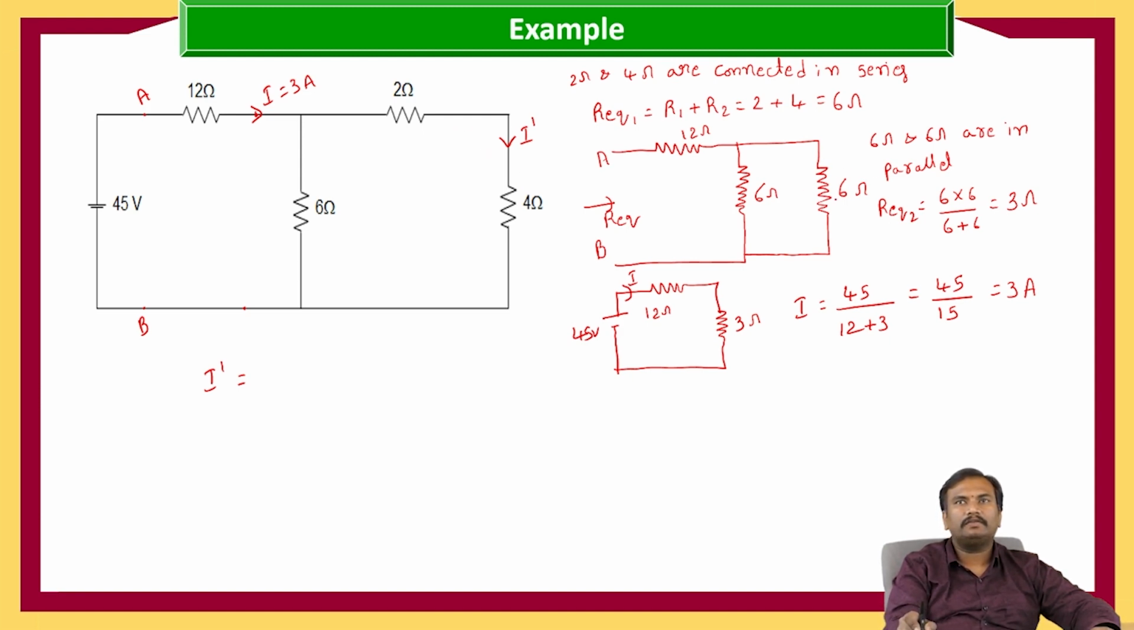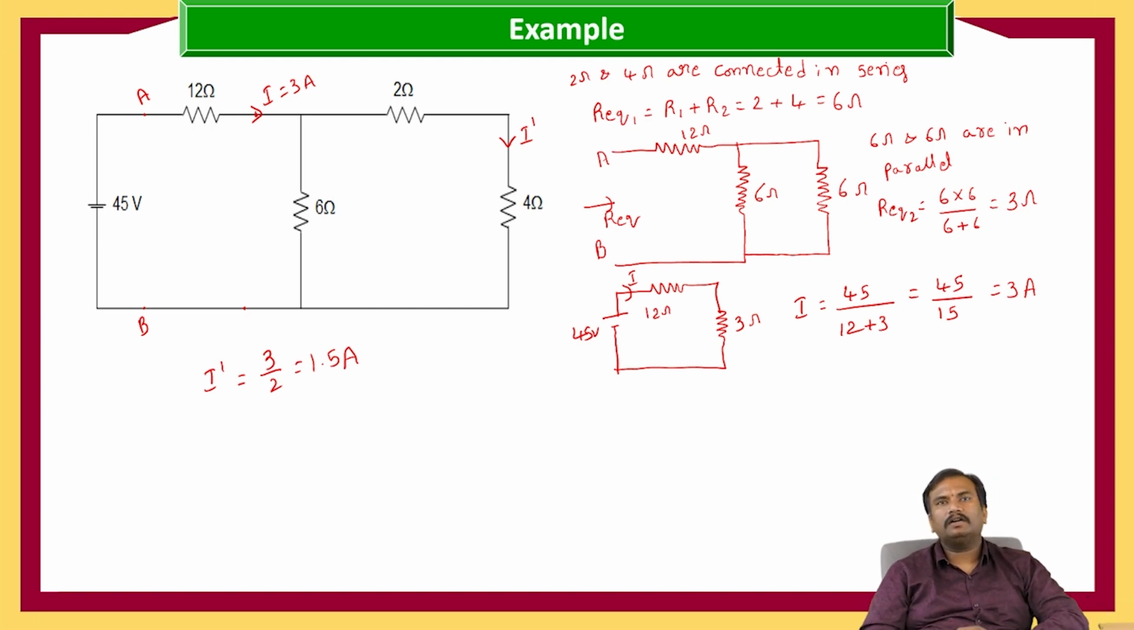ohms. This 6 ohms are connected in parallel. So equal resistances are connected, the current will be divided equally. So I dash is equal to 3 by 2, which is equal to 1.5 amperes.